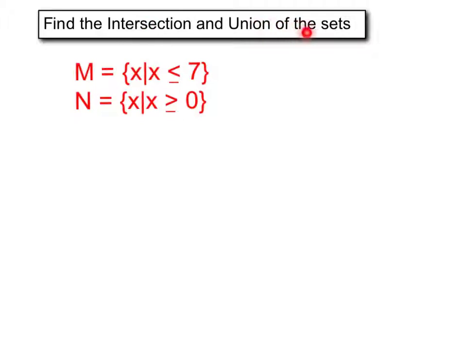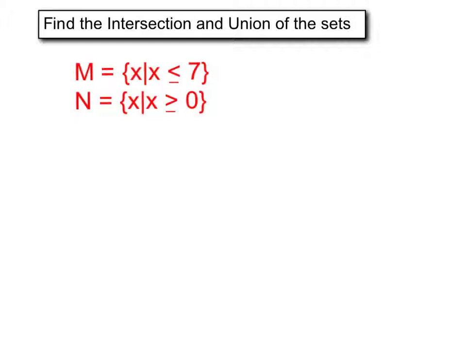Find the intersection and union of the sets. Now, we have a bit tougher question here for you. You see, instead of numbers, we have inequalities. Okay, clear one thing up. The line with the X before this really means nothing. So as we look at the problem, we see that in M, X is less than or equal to 7. In N, X is greater than or equal to 0.